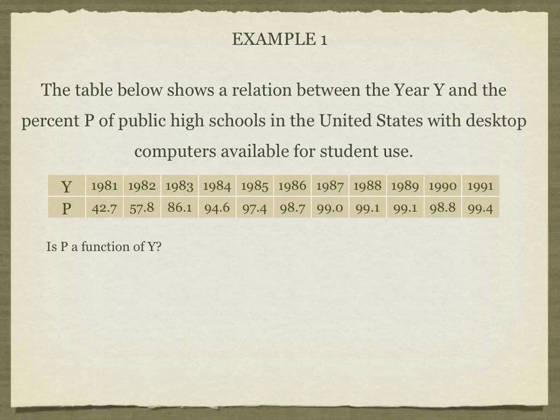Well, when it's worded like that, is P a function of Y? That makes this, whatever it's of, the independent group. So that's where you want to look for your doubling up. You want to make sure that every year, because that's my independent group, is only mapped to one percentage. So take a look here. 1981 only has one percentage. 1982 only has one percentage. And I could do that same thing all the way down the line.